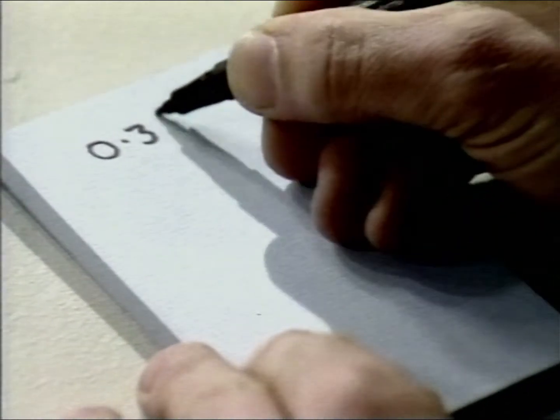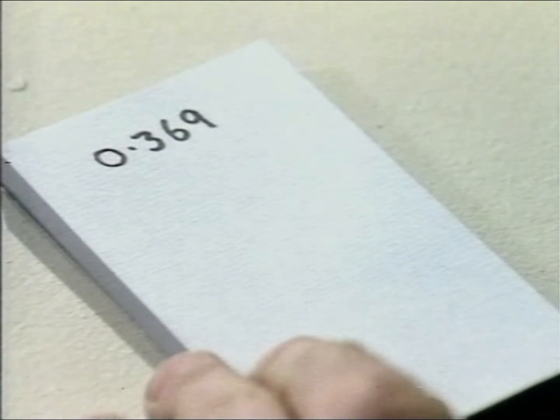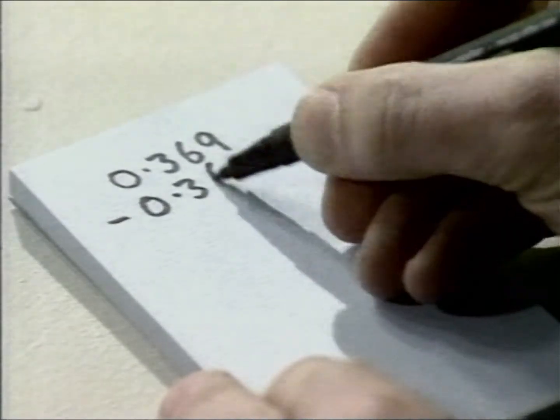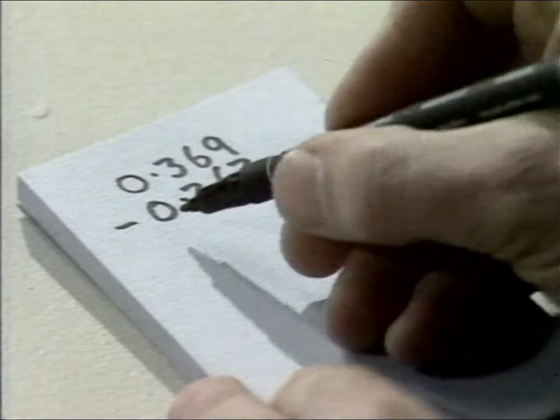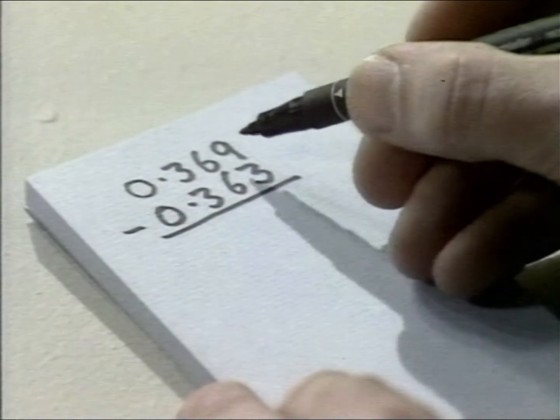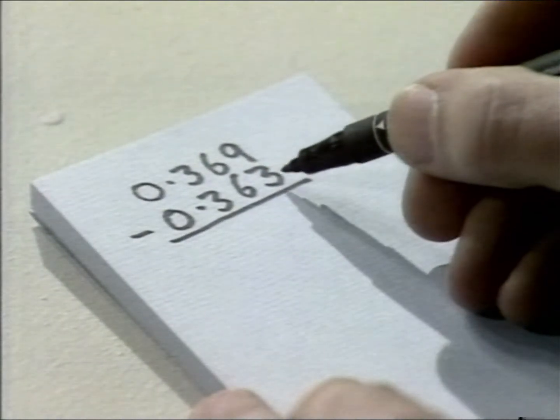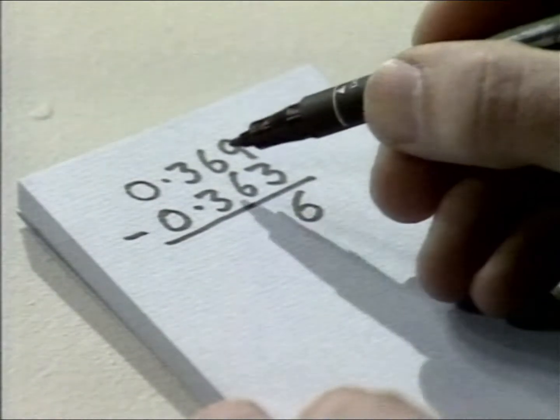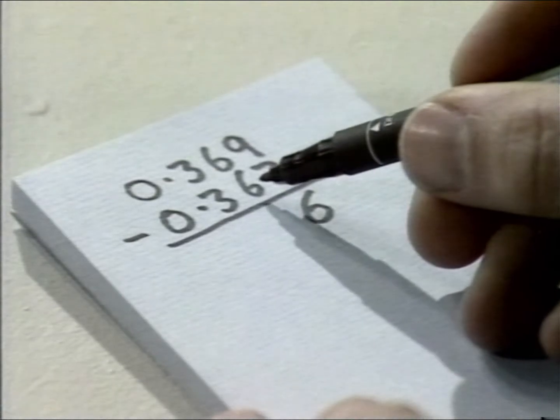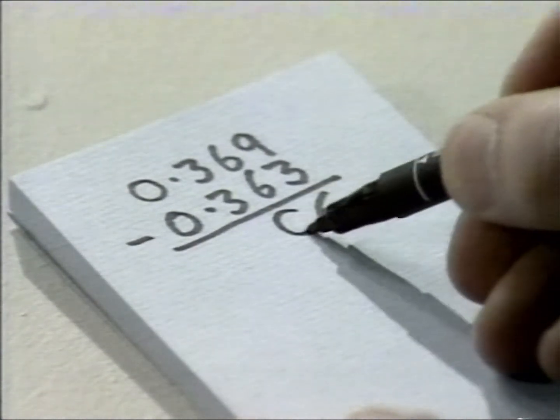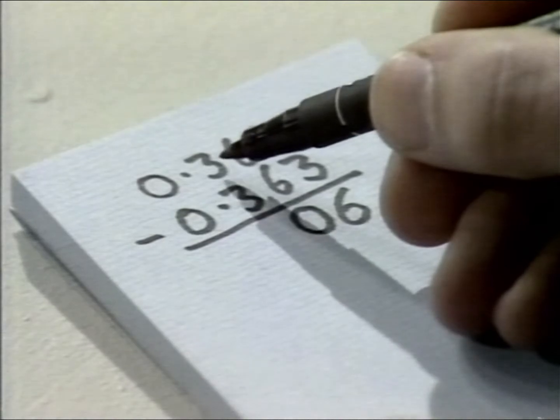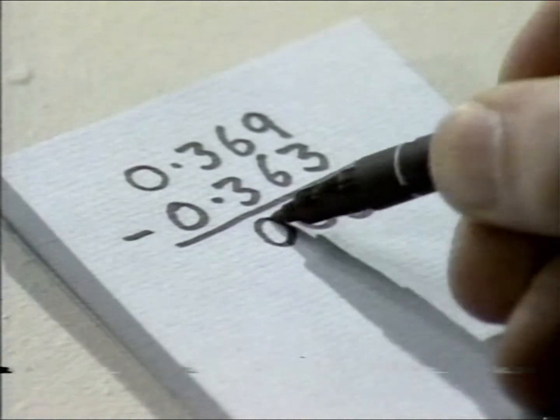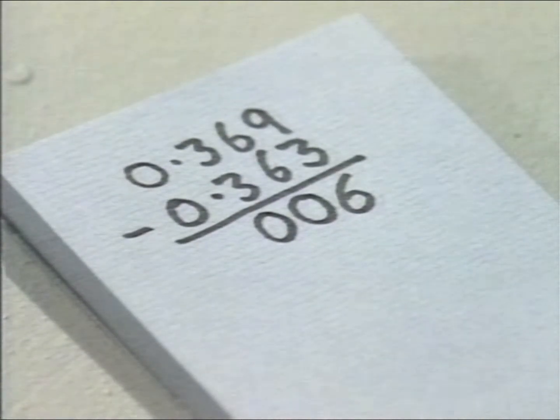0.369, that's the shelf space, take away 0.363. That's the length of the shelf. 9 thousandths take away 3 thousandths. That's 6 thousandths. 6 hundredths take away 6 hundredths. No hundredths. 3 tenths take away 3 tenths. That's no tenths. Can you see what's wrong?